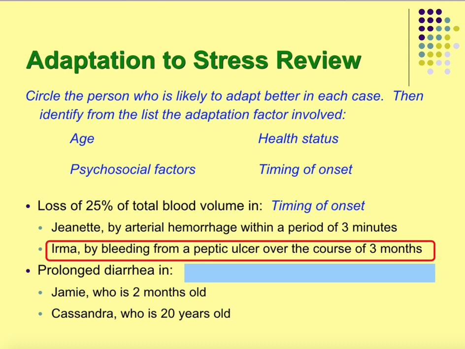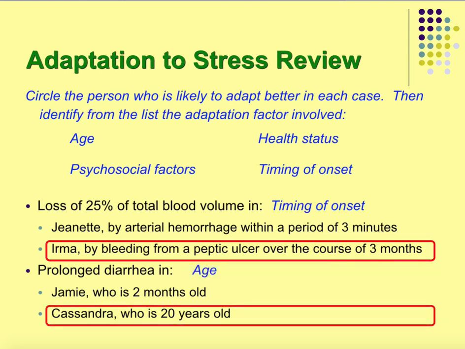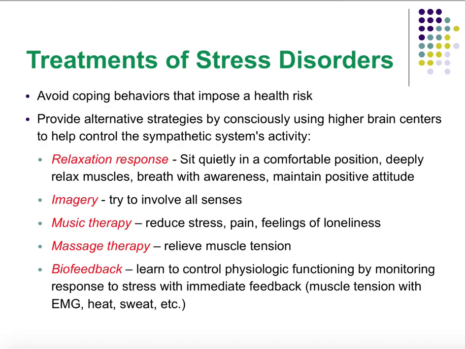What about someone who has prolonged diarrhea, in Jamie, who's 2 months old, or Cassandra, who's 20 years old? Who would adapt better? Cassandra, because she's 20 years old. Okay, Jamie's only 2 months, so she's at the infant stage. She's at one extreme of age.